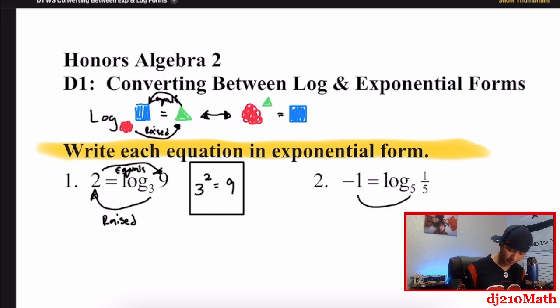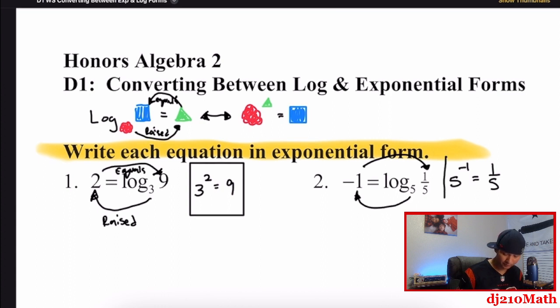So 5 raised to -1 equals 1/5. And that makes sense because the negative exponent will move that base down into the denominator of a fraction. And that's correct.